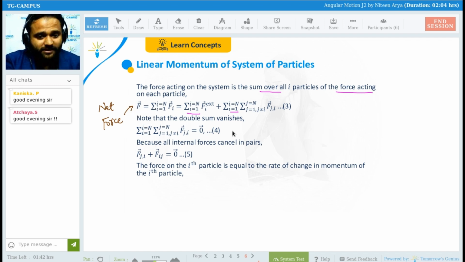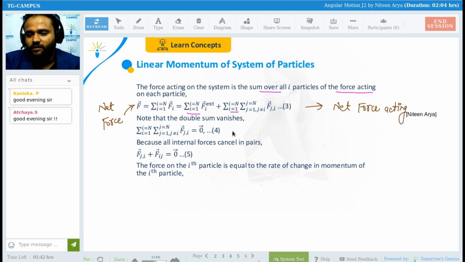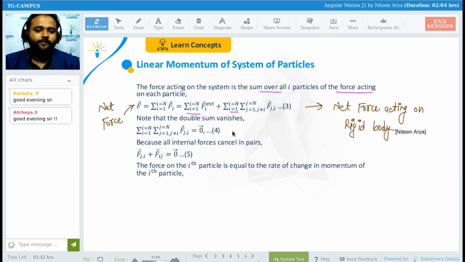Okay, so the force acting on the system is basically the sum over all i particles of the force acting on each. That is the net force acting on the rigid body also. I can write the net force acting on the rigid body, because the rigid body is made up in this way. Clear? So this is the net force.